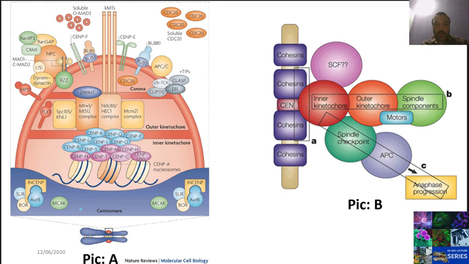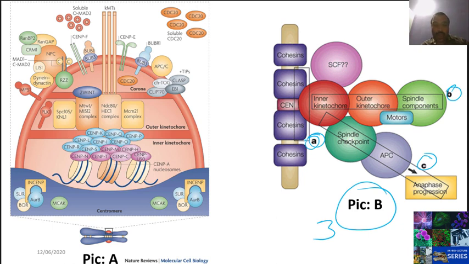The kinetochore itself has three sets of subcomponents. In picture B, you can see the three subcompartments labeled A, B and C. The first subcompartment is A, which is named the chromosomal DNA inner kinetochore protein interface.